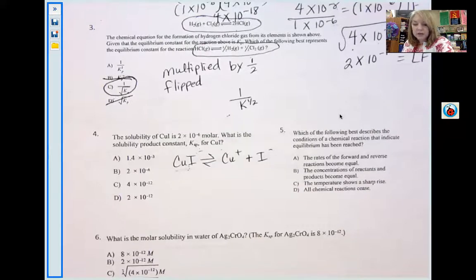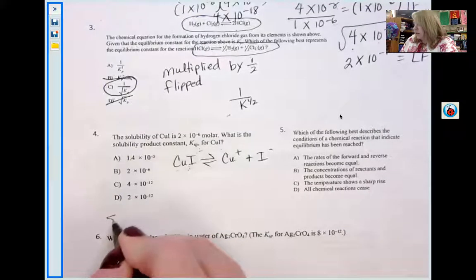All right, and it says the solubility. Now, if you remember the little thing, solubility is my X.